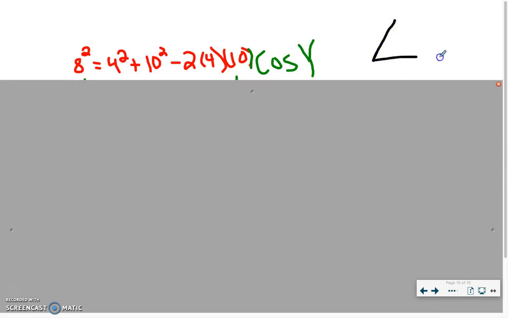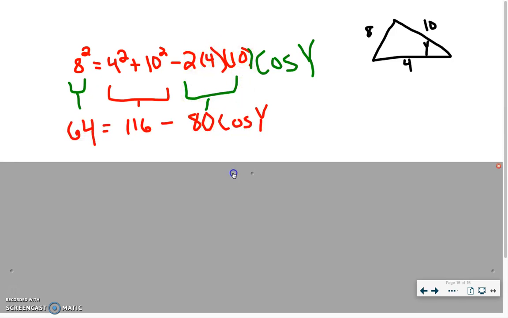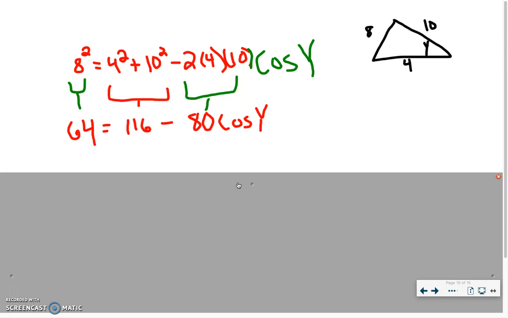So the triangle looked like this. This was 8, this was 4, this was 10. And I'm asking to find angle Y. Because Y is across from the 8, that leads us to 8, and then the 4 and the 10 would just switch around. So like you've done before, we want to find all of these values. We find 8 squared, which is 64. We find what 2 times 4 times 10 is equivalent to. And we get 64 is equal to 116 minus 80 cosine of Y.